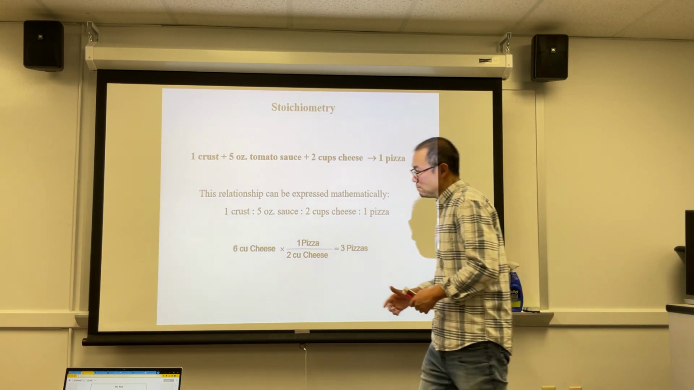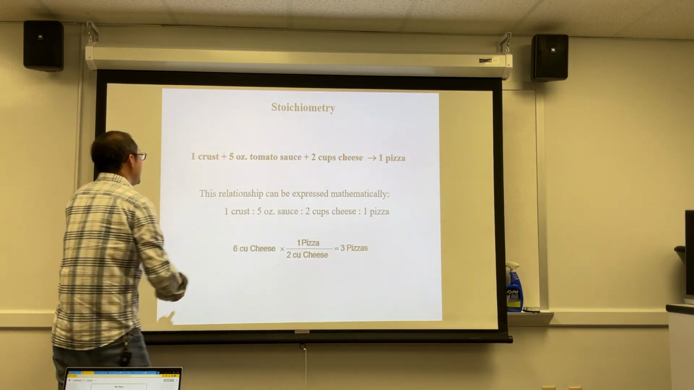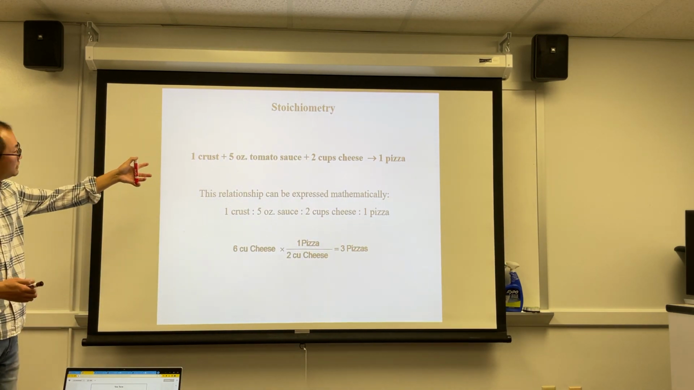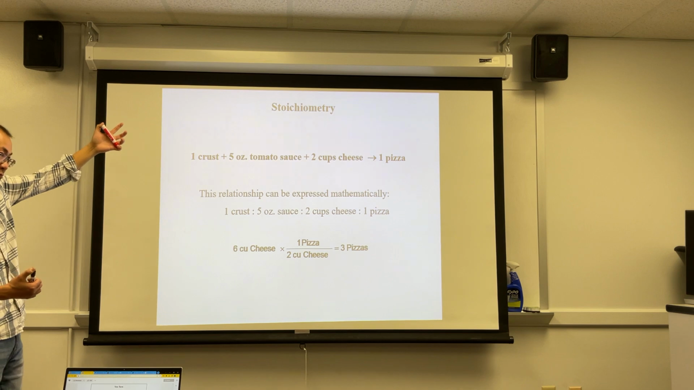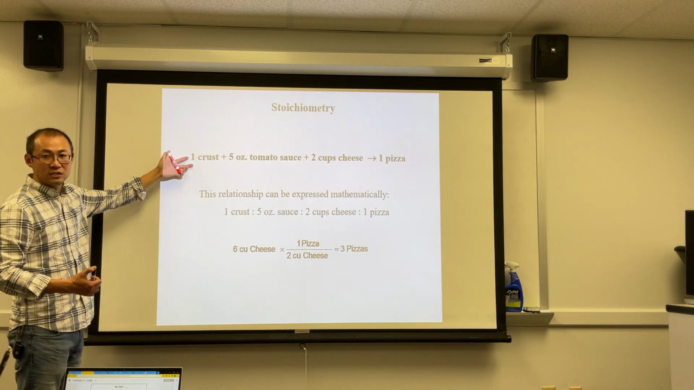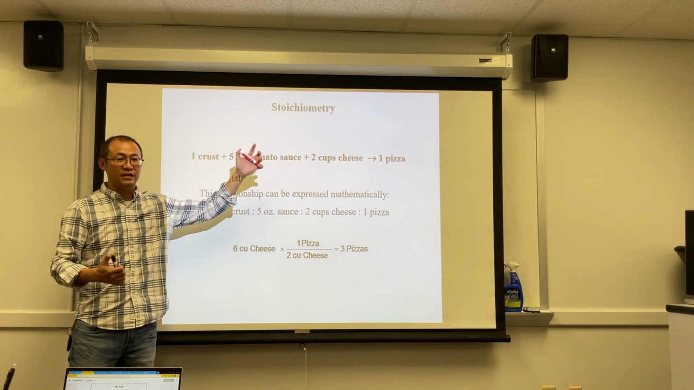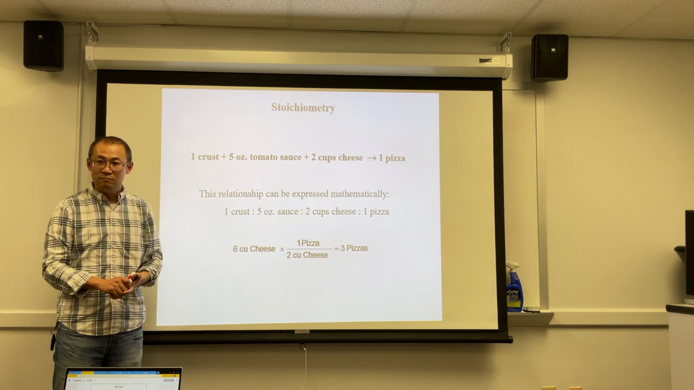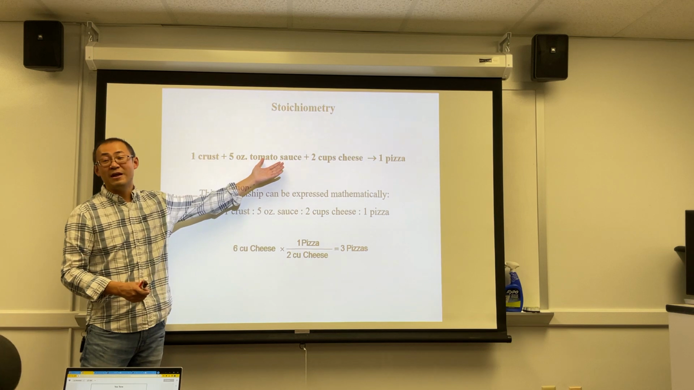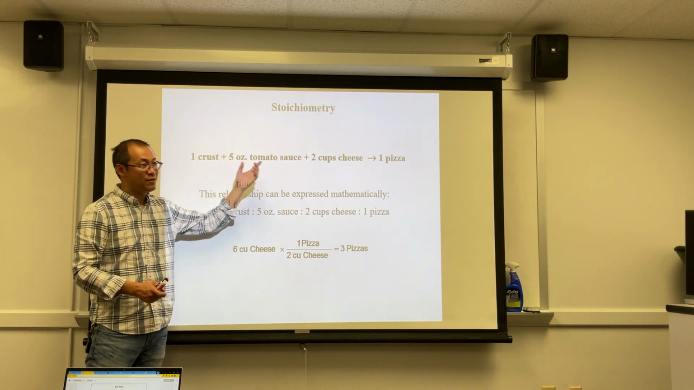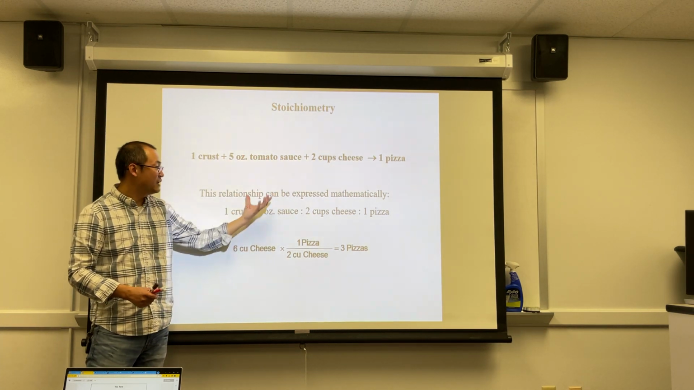For example, I don't know if this is true or not, if I want to make one pizza, I need one crust, five tomato sauce, and two cheese. These are some ingredients I need to make a pizza. So, kind of like a reaction, right? These are what we need to start with. These are my products. So these are kind of like a reaction.